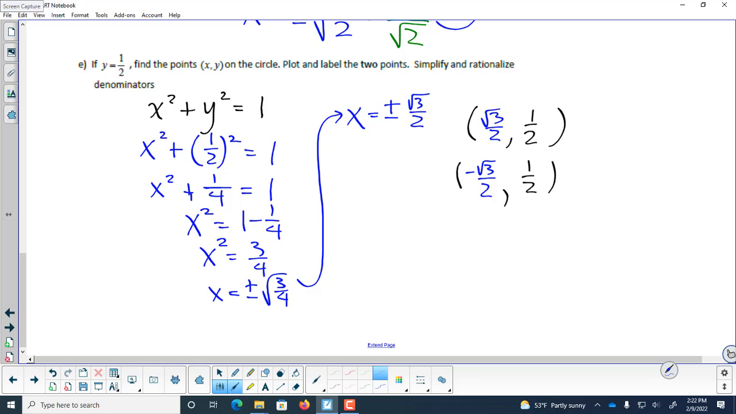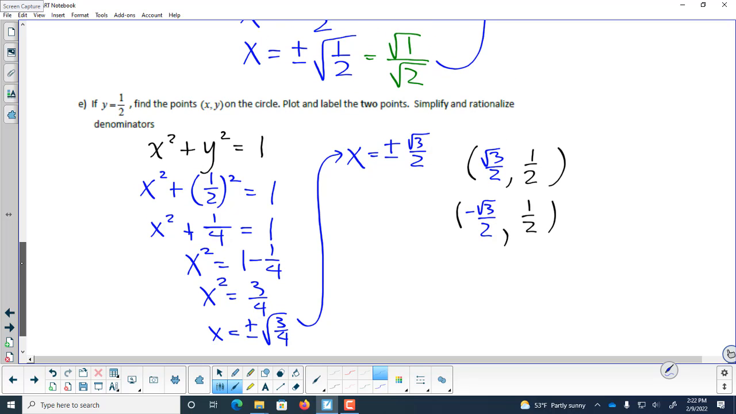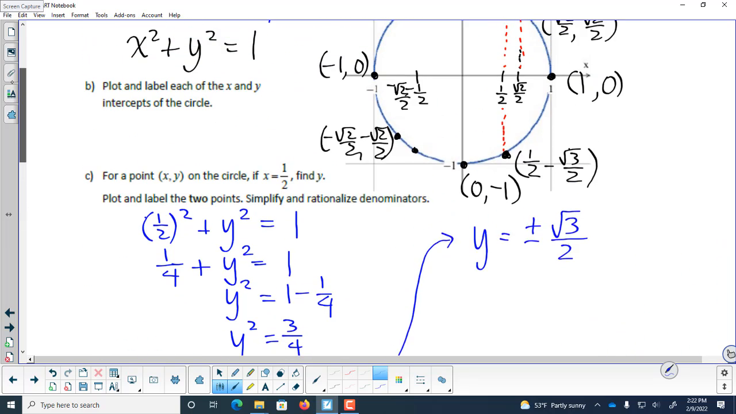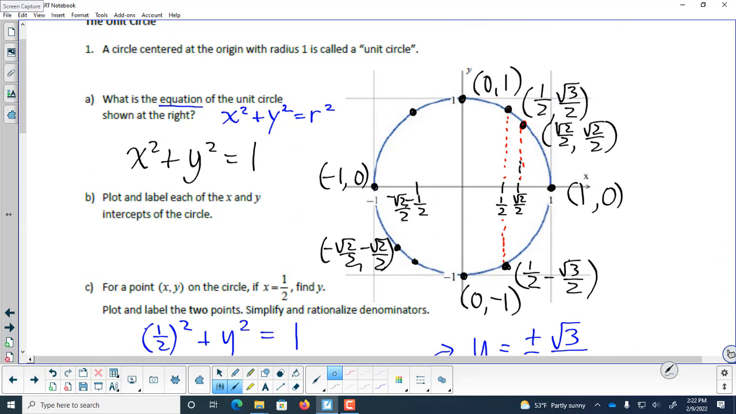So you see you get the same value, right? Okay, so where is that? 1/2. So my y coordinate is 1/2. So that means I'm going to go on my y-axis to 1/2. And I have 2 points. I've got a point over here in quadrant 1, and I've got a point over here in quadrant 2. Sorry, it's very crowded.